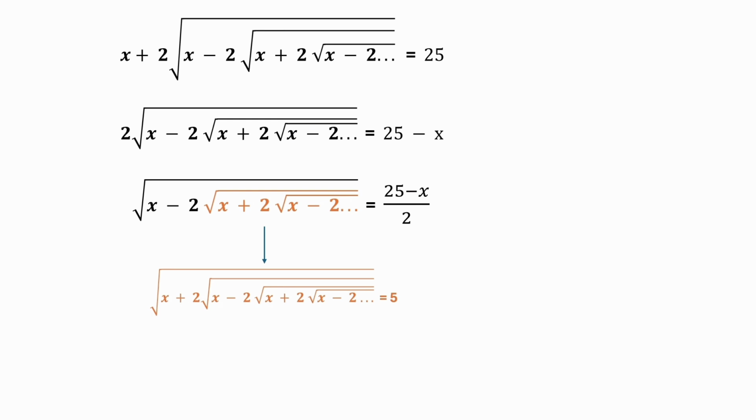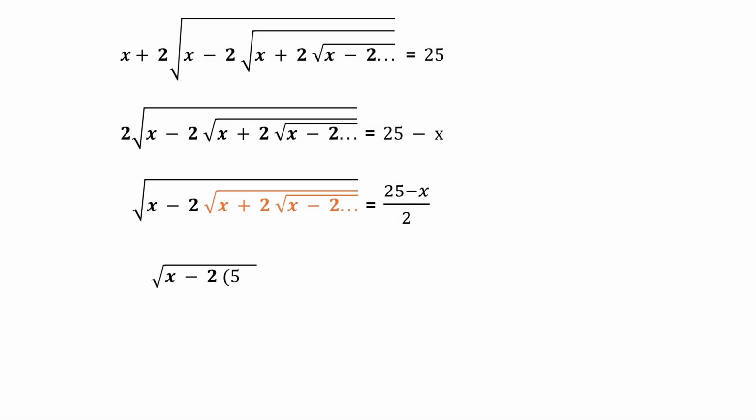This is the absolute beauty of infinity. By peeling away just one layer of this alternating plus-minus cycle, our original question reappears like a ghost right inside the math. So, we can confidently replace that entire repeating section with the number 5. This transforms equation 1 into something beautifully simple. The square root of x minus 10 equals 25 minus x over 2.